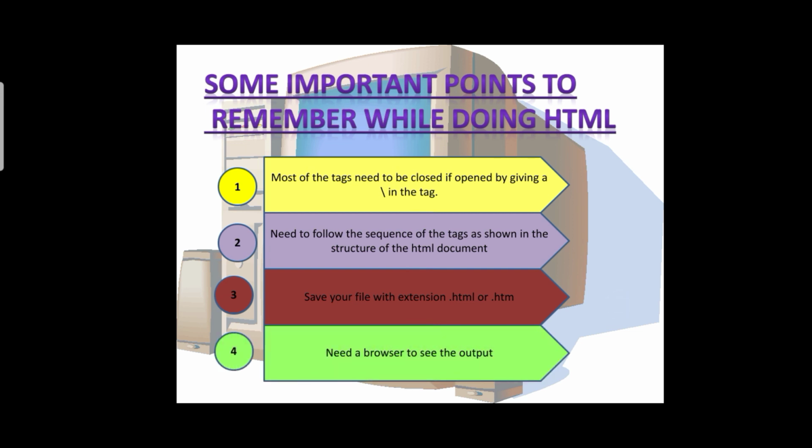Next, number 4, you need a browser to see the output. Most of the students write the HTML document and save it, but they don't know how to open it, how to see the output. So to see the output, you need a browser. You need to open the file with a browser. Any browser you have, then only you can see your web page.